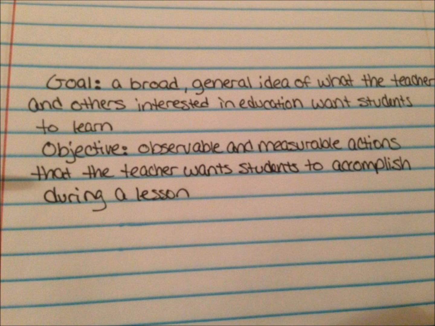First of all, there are many different definitions of goals and objectives. A basic definition of a goal is a broad, general idea of what the teacher and others interested in education want students to learn. An objective is an observable and measurable action that the teacher wants students to accomplish during the lesson. A goal is a more generic action or an outcome which can be striven for, while an objective is a specific action. Goals may not be strictly measurable, but objectives are.